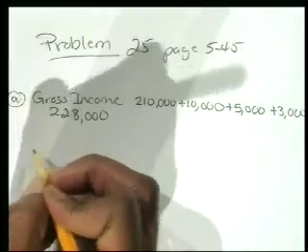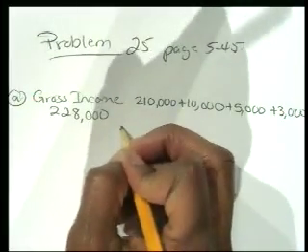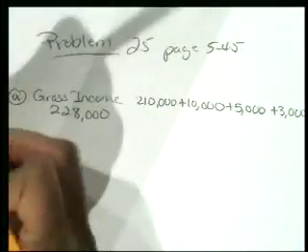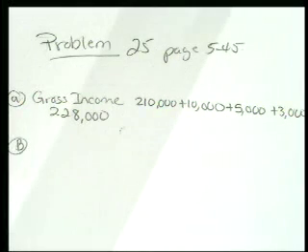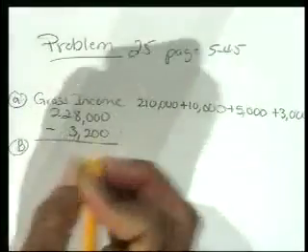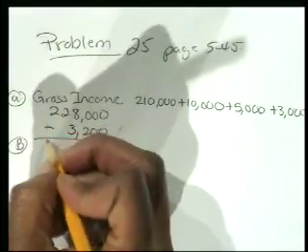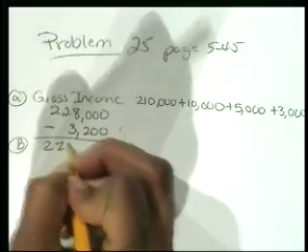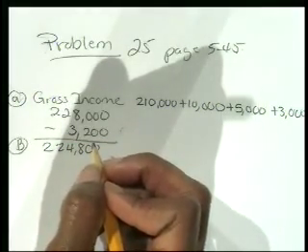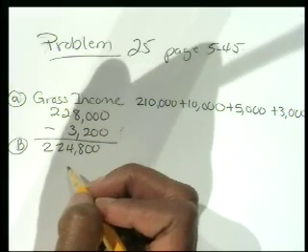Okay. Next, they asked us to come up with adjusted gross income. How do I come up with AGI? They tell us that we only had one adjustment of $3,200 for adjustments to AGI. So I'm going to take the $3,200 and subtract that, and I get adjusted gross income of $224,800. So that's my AGI. Okay.